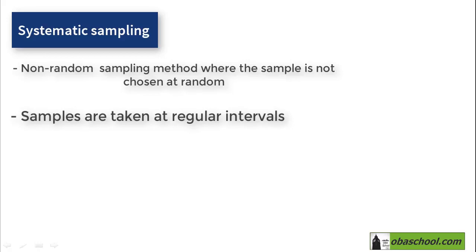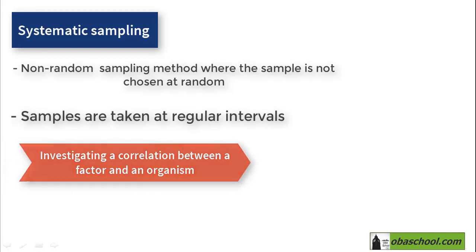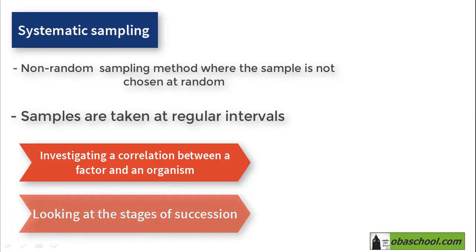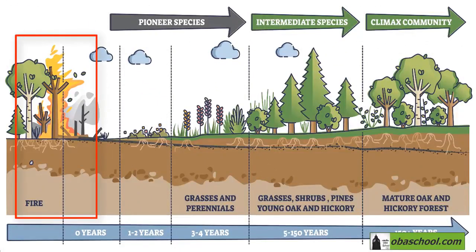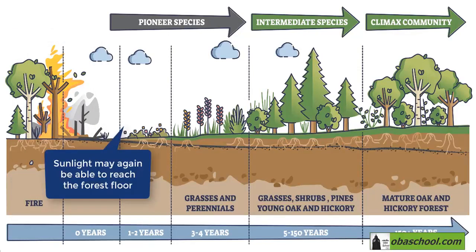Moreover, systematic sampling is useful if you are investigating a correlation between a factor and an organism, or if you are looking at the stages of succession, which is the process whereby the structure of a biological community evolves over time. For example, when a tree falls in a mature forest, sunlight may again be able to reach the forest floor, allowing the initiation of new growth. In this case, the succession begins with a new, smaller plant.